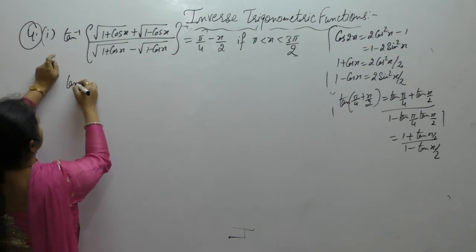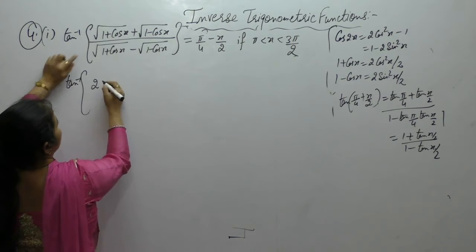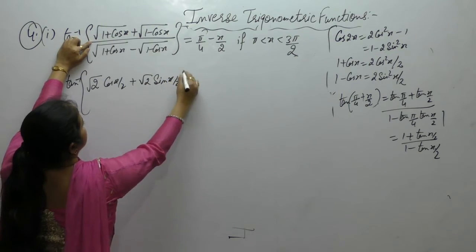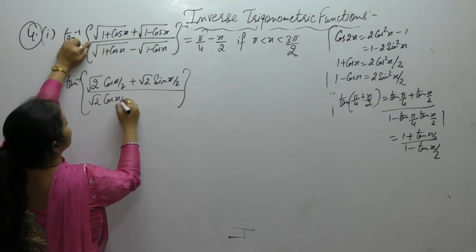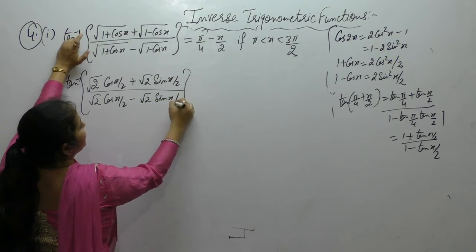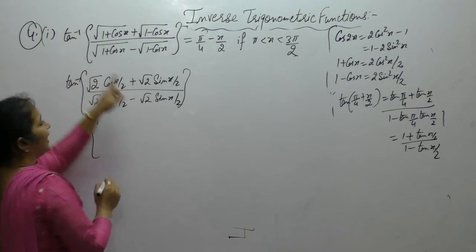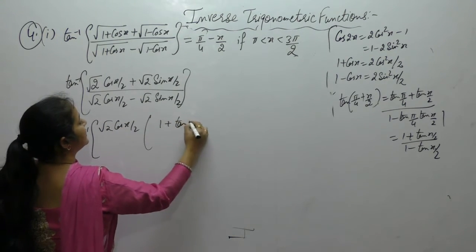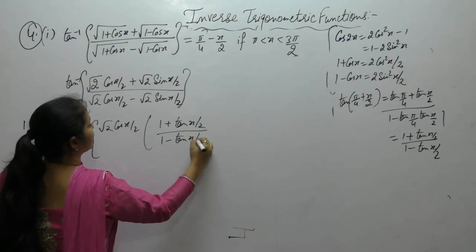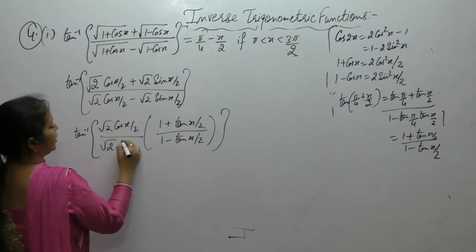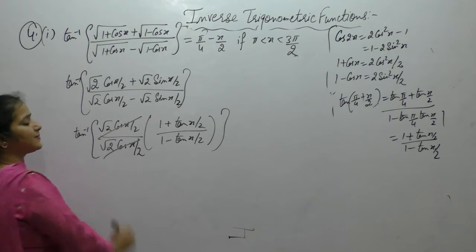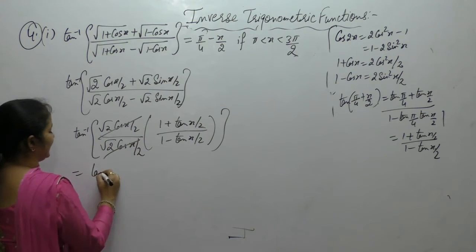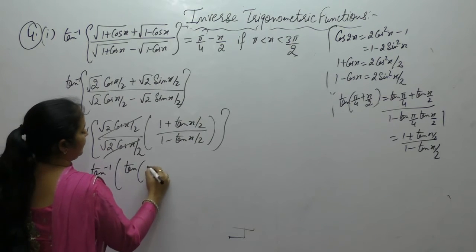1 plus cos x is equal to 2 cos square x by 2. So the square root of that plus root 2 sin x by 2 upon root 2 cos x by 2 minus root 2 sin x by 2. Square root of 2 is common and it will get cancelled. Cos x by 2 is common, so 1 plus tan x by 2 upon 1 minus tan x by 2. From the numerator and the denominator, take square root of 2 cos x by 2 common. Now tan pi by 4 is 1. So we can write it as tan inverse tan of pi by 4 plus x by 2.